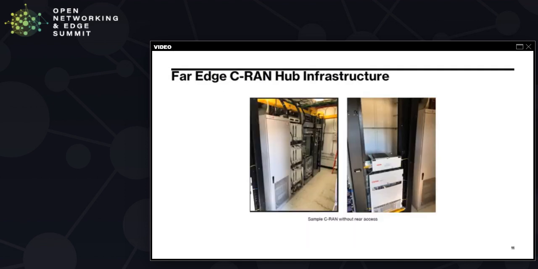This is a typical CRAN site. This is a Class 1 telco environment. Class 1 sites can be AC or DC powered, and they provide heating, air conditioning, and humidity control.